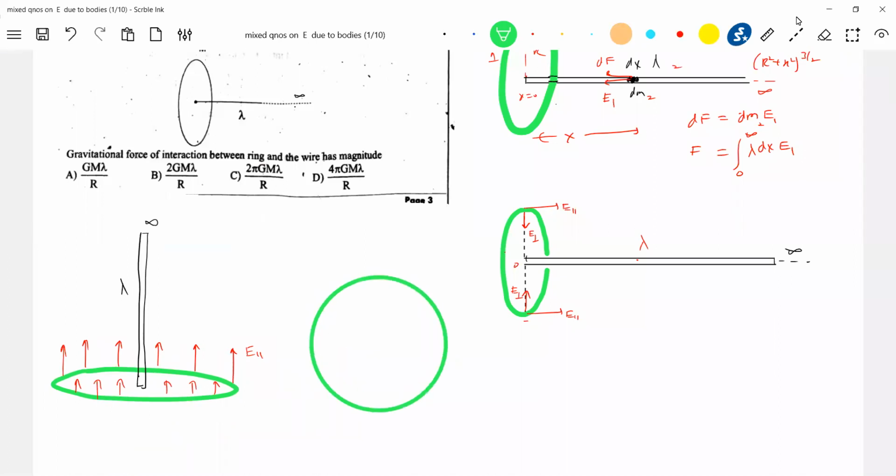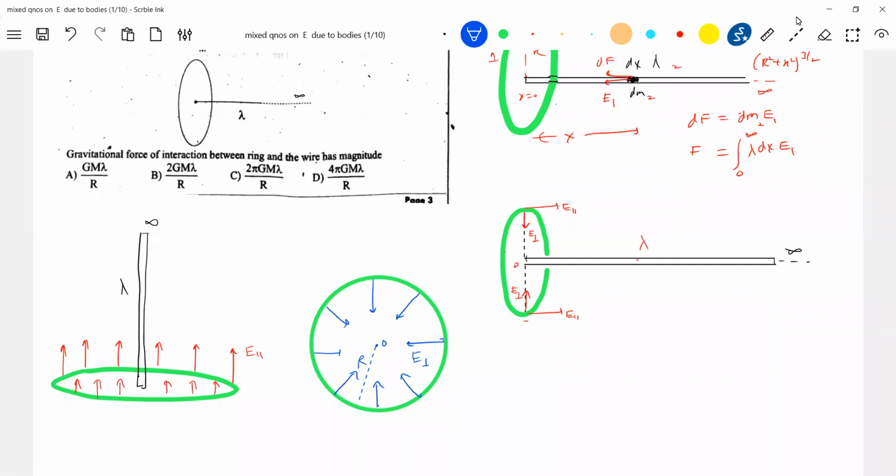How will the E perpendicular act? E perpendicular will be acting towards the center, no? Everywhere it will be directed like this. I'm showing that at all points it will act, I'm just showing only a few points. And what is the radius? The radius of this is R. That's what is given to us. I think now you have enough idea.